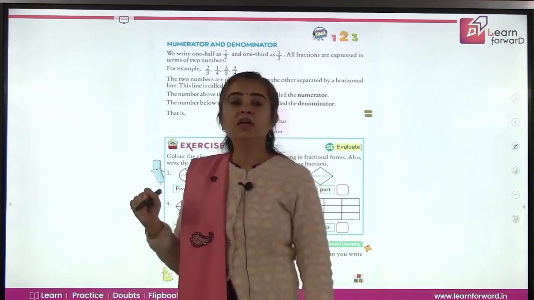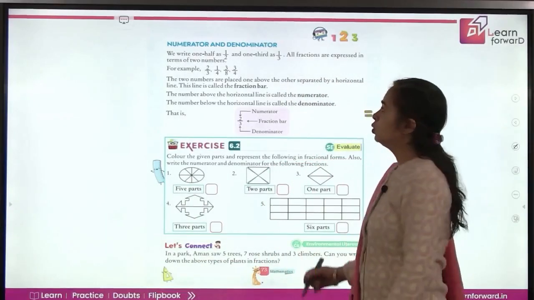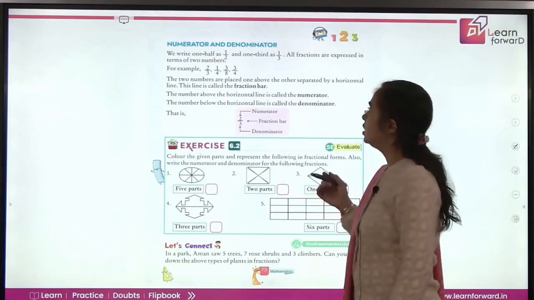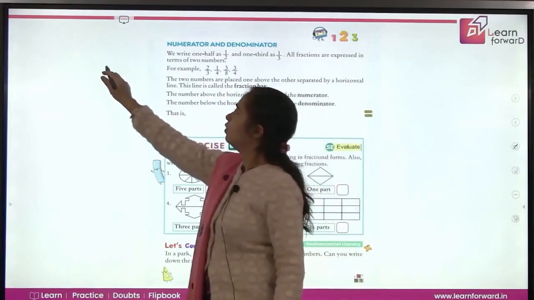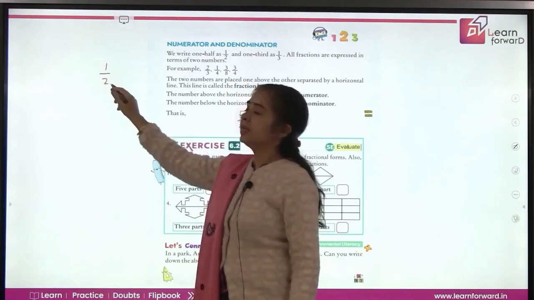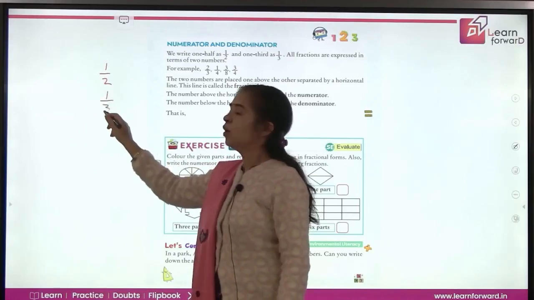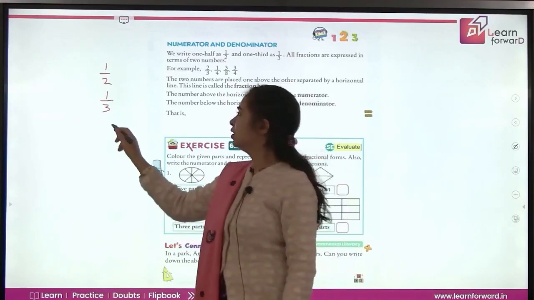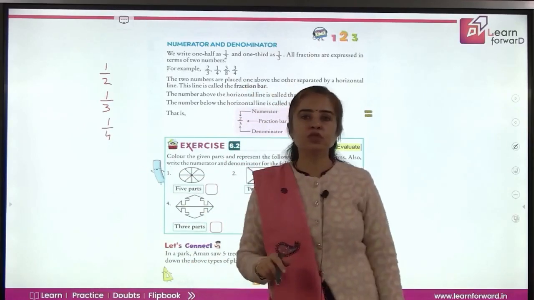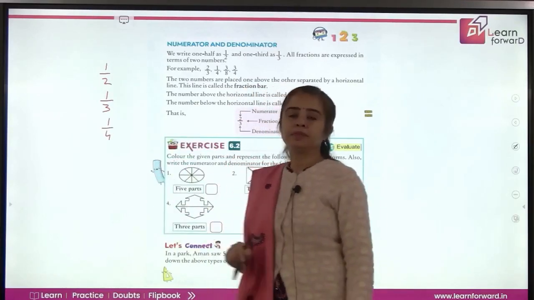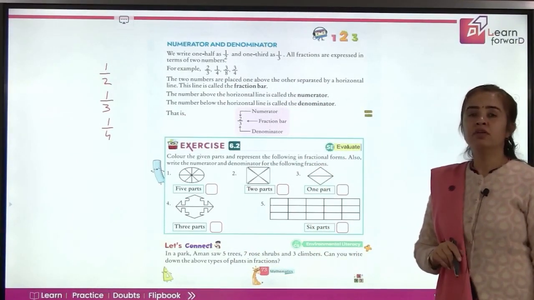Now we have learned how to write fractions. Now let's learn how to write the fraction and how to read it. So when we have done half, we wrote it like this. How do you write 1/3? You write like this. How do you write a quarter or 1/4? You write like this. So in all these fractions, what do you observe, children? We are drawing a line. This line is called the fraction bar. What is it called? Fraction bar.